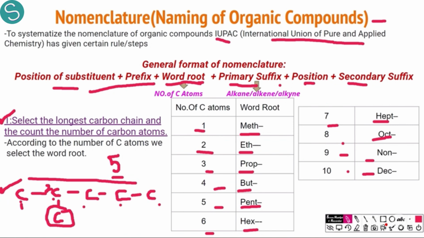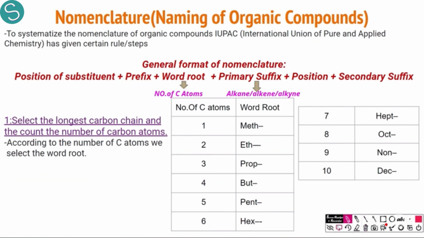If I see this carbon chain which I have considered, all of them are single bonds. This means that this is an alkane. So for alkanes we use the suffix ane. So with pent I will add the suffix ane to it and it will form pentane. So this is how we do the word root and the primary suffix. I hope this is clear.